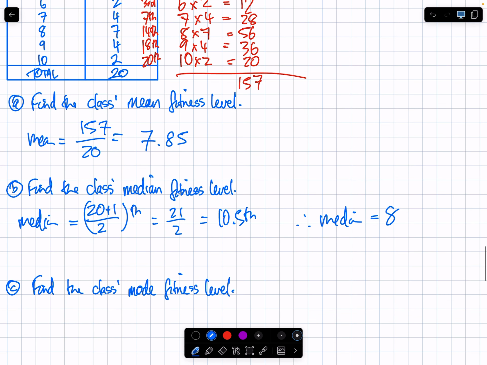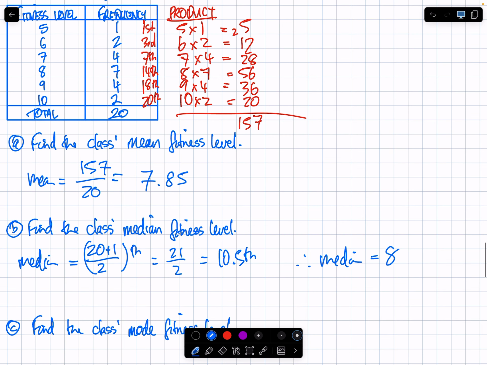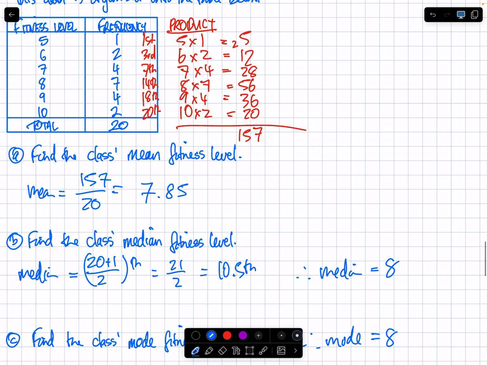Find the class mode fitness level. Look. Which is the highest frequency? 8. So mode, therefore mode equals 8. I'll stop the recording there.